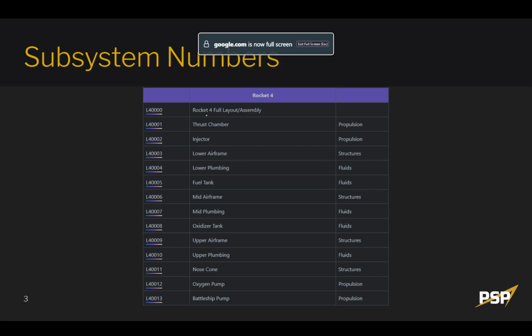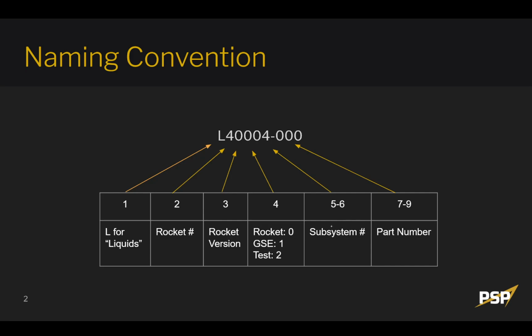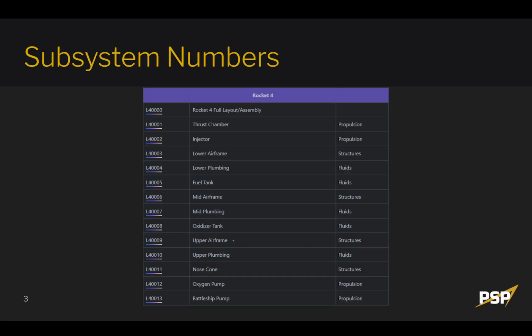So I'm not going to go through all this. The main ones are the full Rocket 4 full layout and assembly files. All the big top of the umbrella type stuff will be using the 00 subsystem number. So if you go back here, 5 and 6 for the full Rocket 4 will just be 00, as opposed to something like down here, upper airframe is 09. Those last 2 digits here are 5 and 6. So 09 is the subsystem number designation for upper airframe.